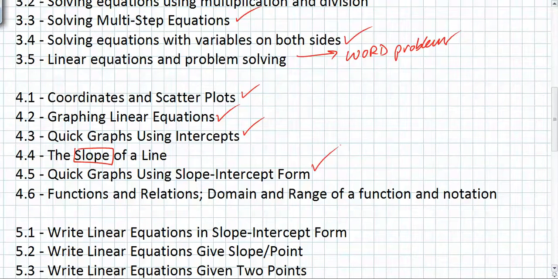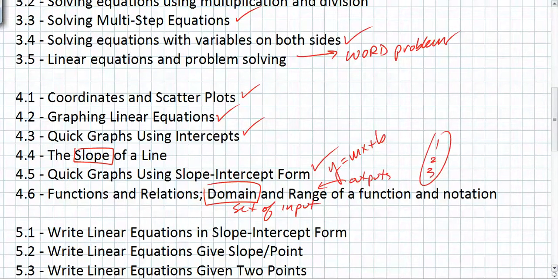Quick graphs using slope-intercept form. What was slope-intercept form? Y equals mx plus b, right. Functions and relations, domain and range of a function in notation. The domain, does anybody remember what the domain of a function is? It's the set of, anybody remember? Inputs. So everything that goes in is the domain. What's the range? Outputs, right. Remember those blobs of numbers I would have? 6, 8, 10, right? Now it's something like this. I'm just making up a function. What's the domain?